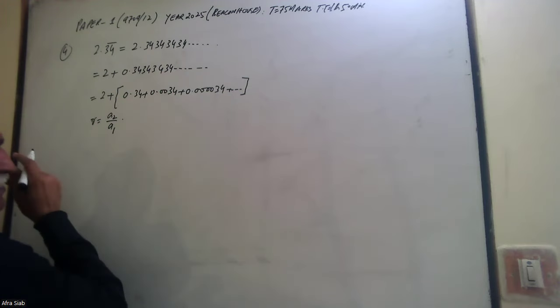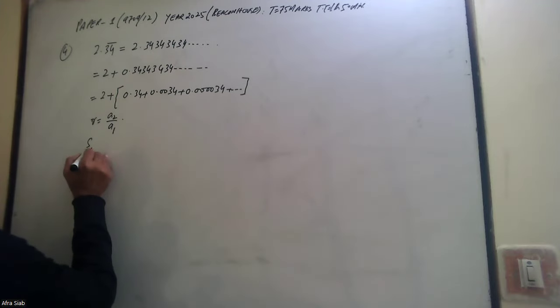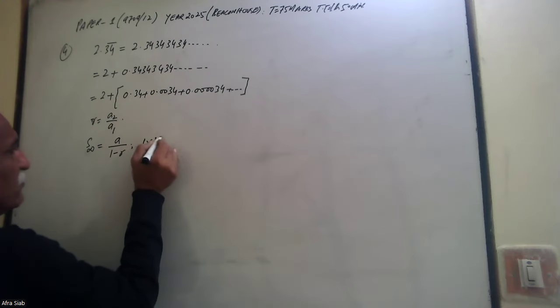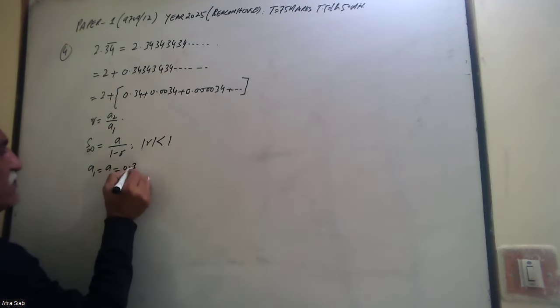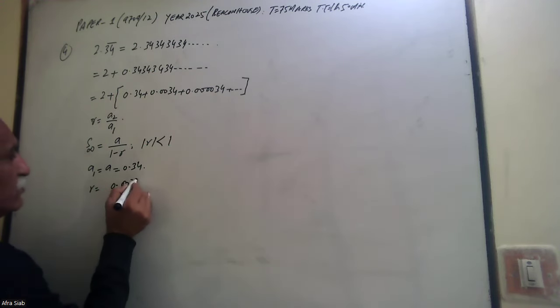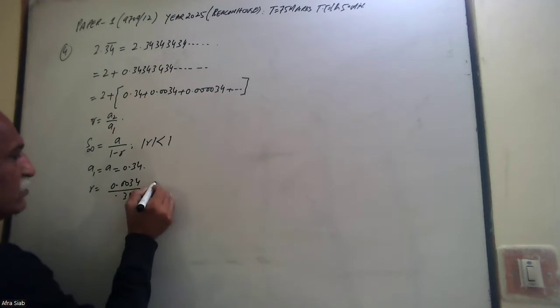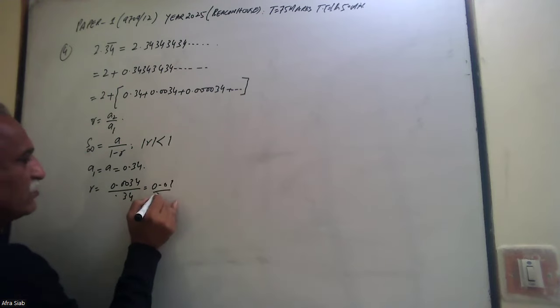And the sum is going to be to infinity. So the sum to infinity will be equal to A over 1 minus R, where the magnitude of R is less than 1. So here A1 is A, and that is 0.34. And the R value is equal to 0.0034 over 0.34. This is simply equal to 0.01.